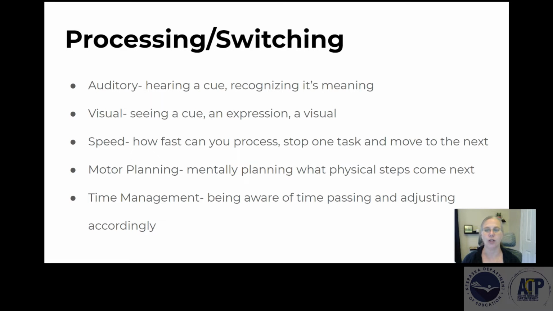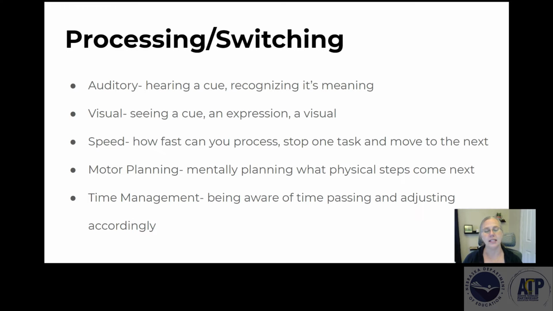Oftentimes, if a student is struggling with visual processing, this means that they are going to have a hard time reading signals that the teacher is giving them in a visual manner. This could be anything from a facial expression of a teacher that's trying to tell a student maybe that they need to calm down or stop what they're doing. It may also be that they are going to struggle with facial expressions of their peers. And it may mean that you're going to need to look at some auditory cueing to help supplement.